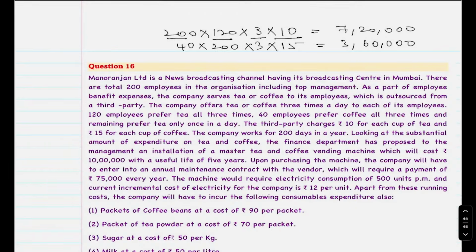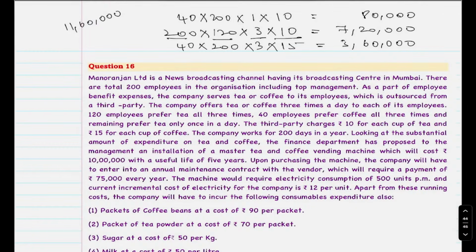How many are there still? 160 over. Still how many are there? 40. These 40 employees over 200 days consume tea one time at 10 rupees cost. Loudly. 80,000. Total, the full cost. 11 lakh. 11,60,000. Up to here, everyone understood clearly? Yeah.